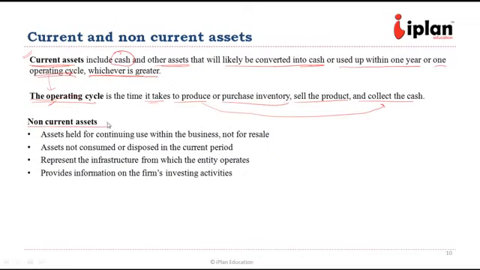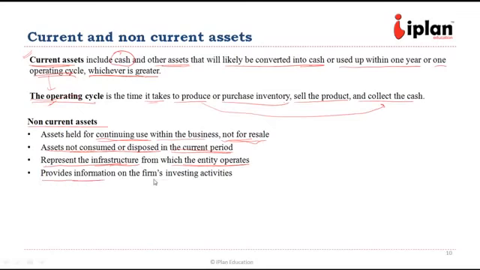Now let us look at non-current assets. The assets which are held for continuing use within the business and which are not for resale. So those assets will form a part of non-current assets. The assets which are not consumed or disposed in the current period. For example, there is an asset which is to be consumed over multiple periods, that is going to be categorized as non-current assets. Non-current assets are also ones which represent the infrastructure from which the entire entity is operating. So it could be plant, machinery, etc.